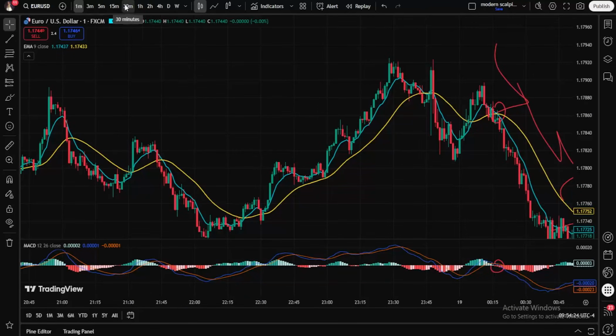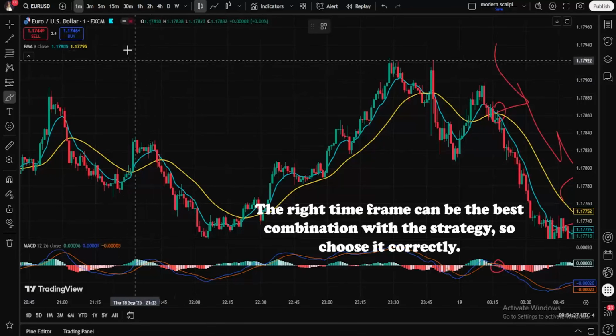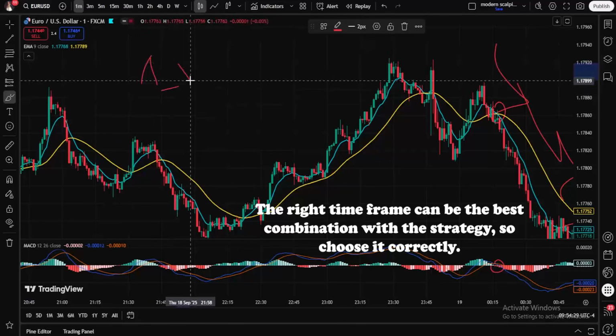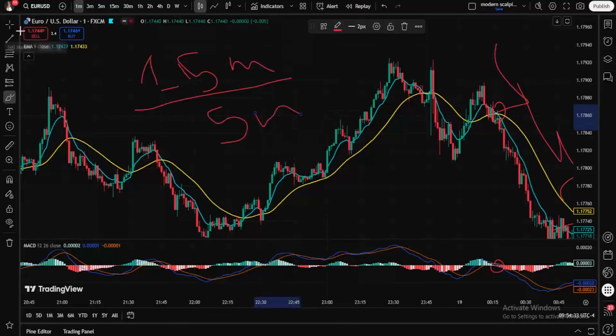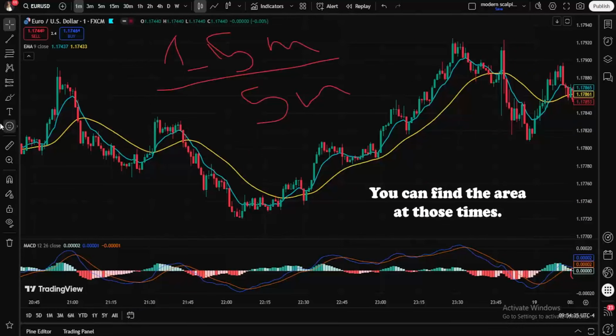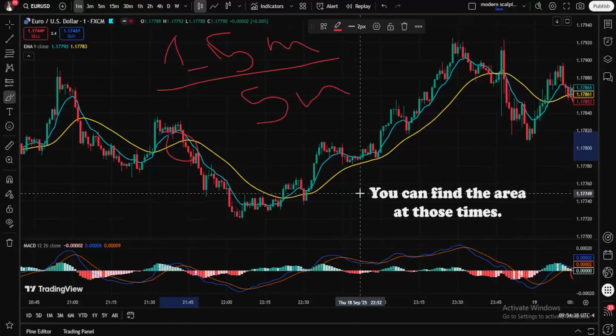4. Choose the right time frame. EMA 9 is incredibly fast on the 1-minute time frame, but the same EMA 9 is not so fast on the 15-minute time frame. So you need to know where to use it.